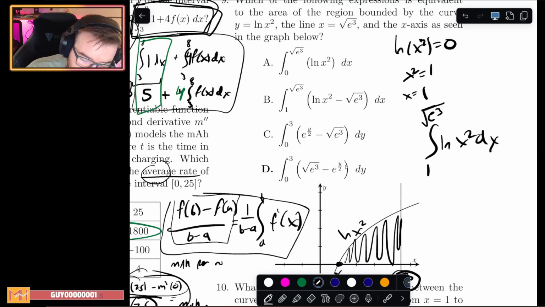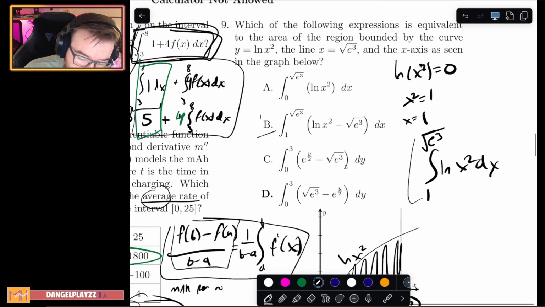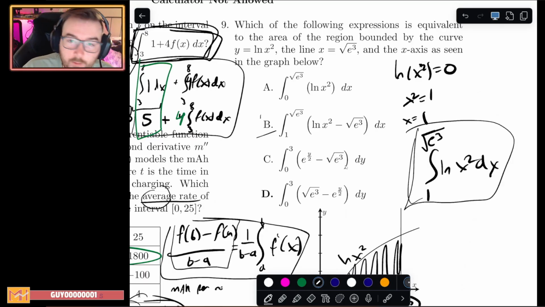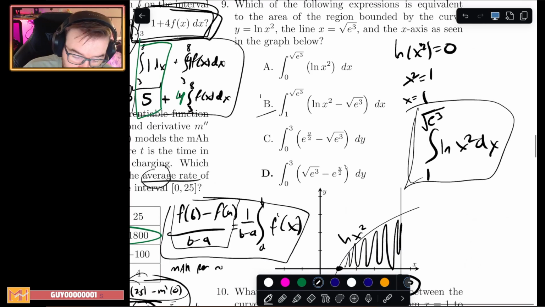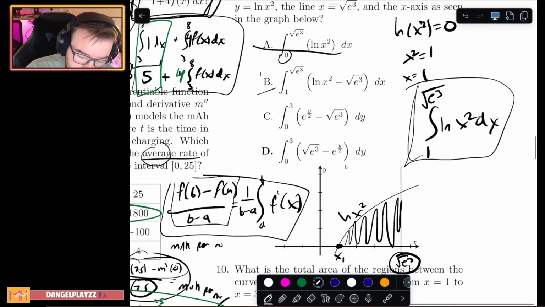And then I look at my options and I go, wait, is B right? Did I mess up? No. It said, which of the following expressions is equivalent? This is equivalent, but just not one of the options. Sad face. I didn't mess up, and it's not 0. This is clearly not 0. The region did not start at 0. That was wrong.